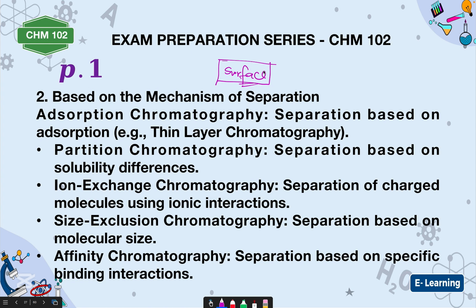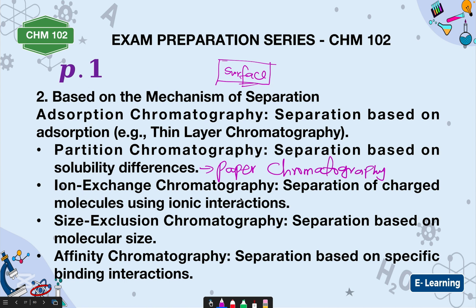Partition chromatography. In this one, the separation is based on solubility differences between the components in the mobile phase and stationary phase. This is where paper chromatography comes in. Paper chromatography is an example of what? Partition chromatography. The components partition between the solvent and the paper they use. There's a thin fluid inside that paper that is used, the Whatman No. 1 paper. All right, so that is that.